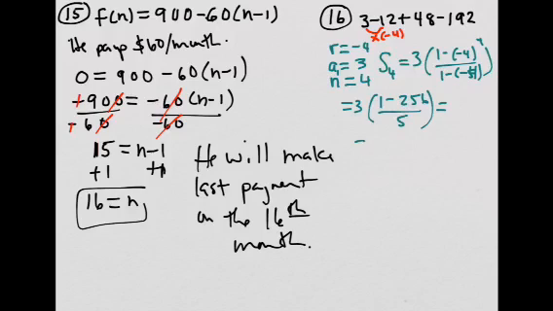So then that's 3 times -255 over 5. And so 5 goes into 255 51 times, so that's going to be -153, my answer.